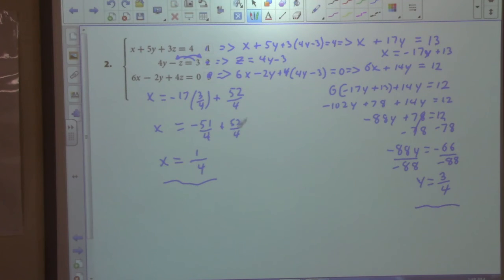And so that's that. And so we just need z, right? So z is going to be equal to 4 times y, which is 3/4, minus 3, right? What's 4 times 3/4? 3. So we have 3 minus 3, so z is equal to 0.